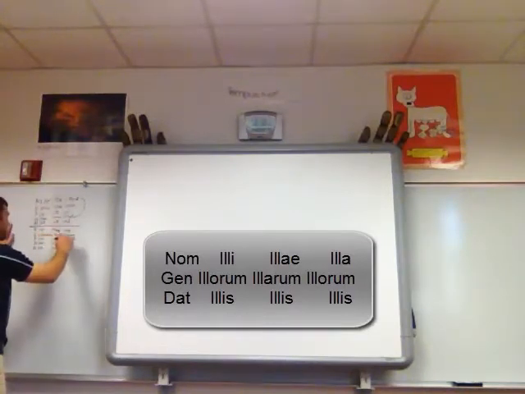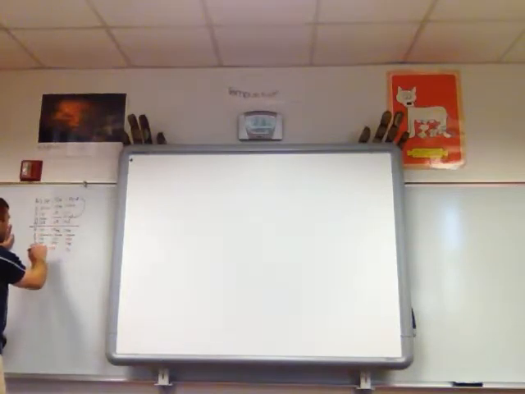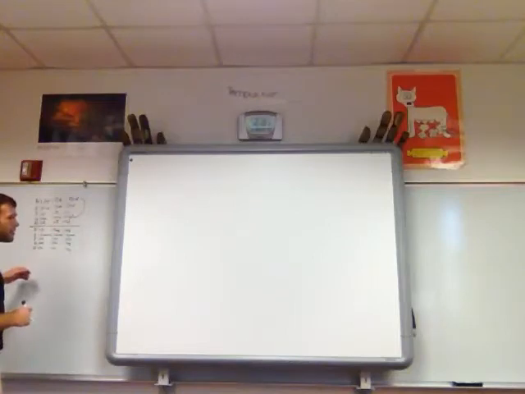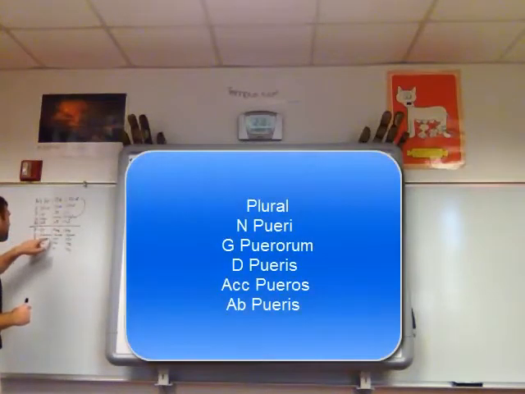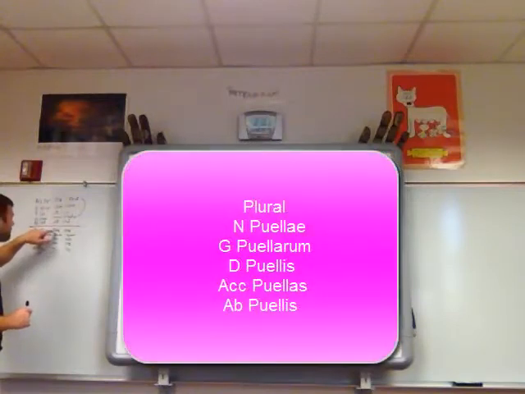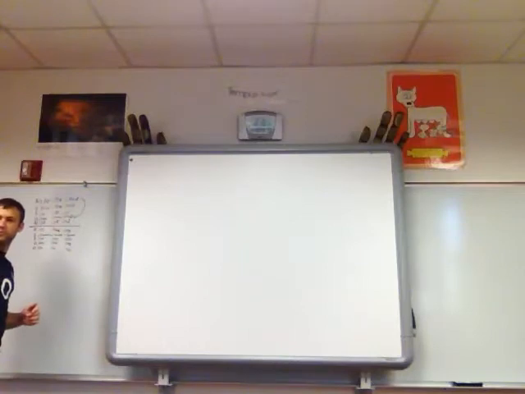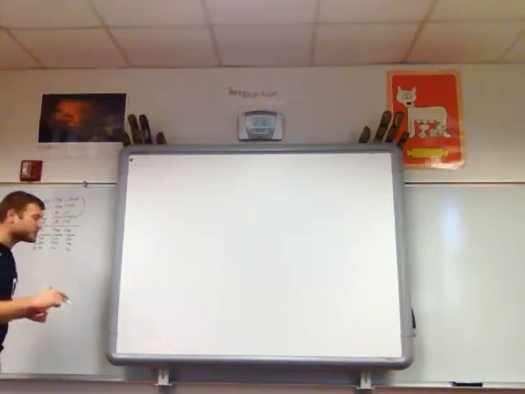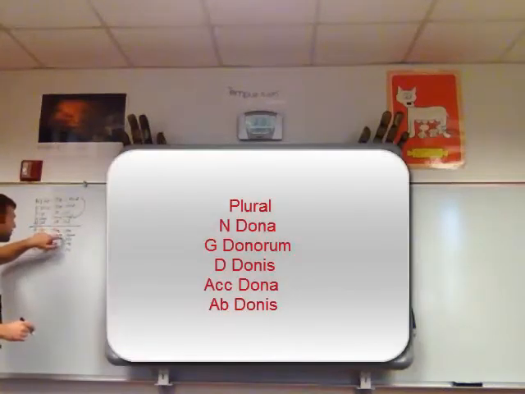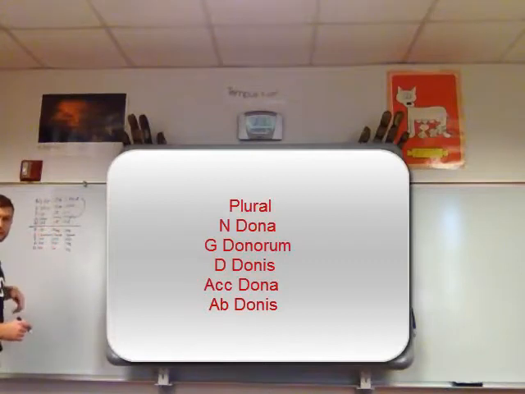Illi, illae, illa, illorum, illarum, illorum, illis, illis, illis, illos, illas, illa, illis, illis, illis. Right? If I did the same thing, I used puer, it would be pueri, puerorum, pueris, pueros, pueris. If I did puella, it would be puellae, puellarum, puellis, puellas, puellis. And if I did, oh, give me a good second declension neuter. Donum? Donum, that's a good one. Yeah. Dona, donorum, donis, dona, donis.